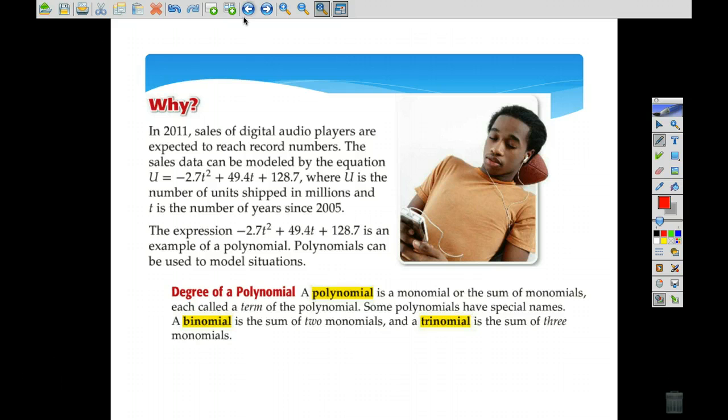Okay, so the degree of a polynomial. A polynomial is a monomial or the sum of monomials. If you remember from previous sections, we learned about monomials. They're only one term. A polynomial is several terms combined by adding. Some polynomials have special names. A binomial is a sum of two monomials, and a trinomial is a sum of three monomials.